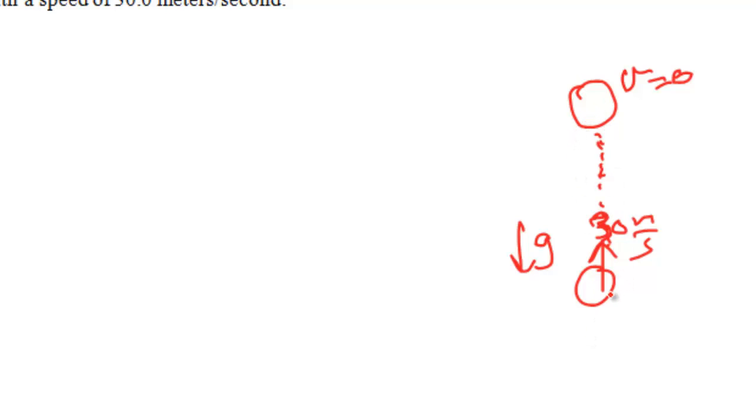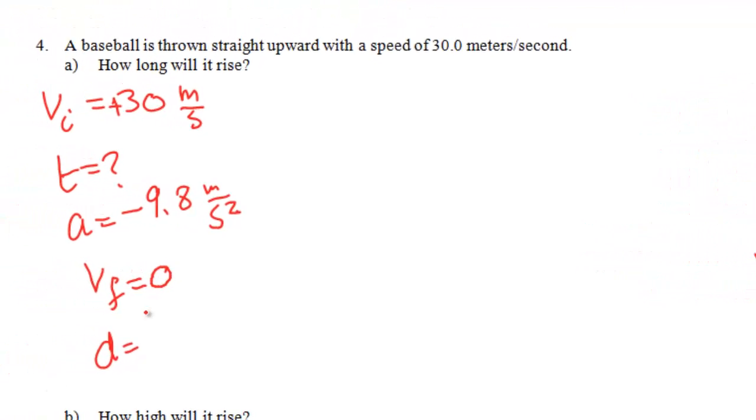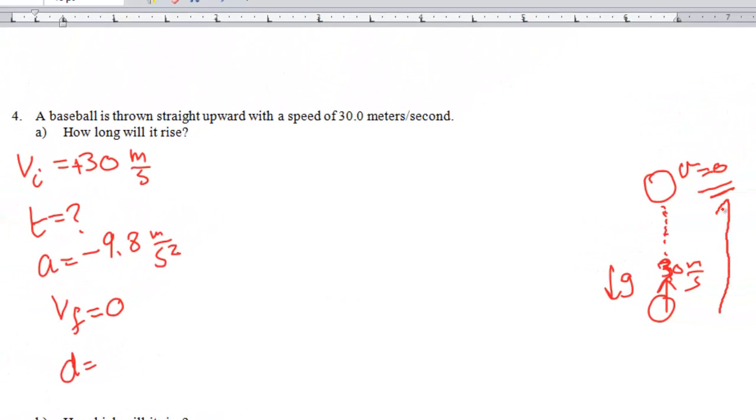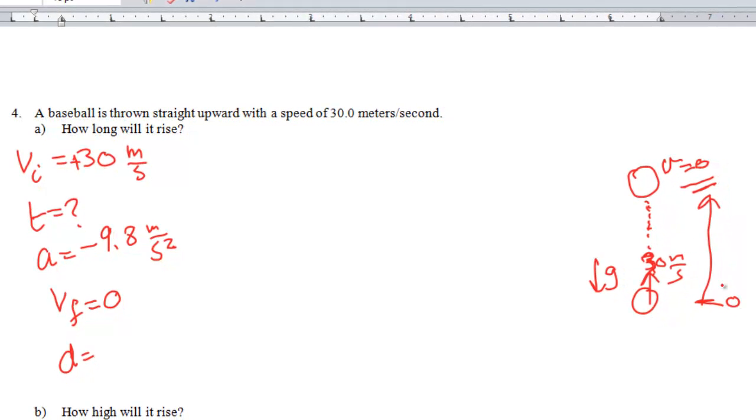But the question is how long will it take for it to rise? And this indicates that the final velocity will be zero, because that's when it will stop rising. So final velocity here is zero. And how about displacement? We're not given any information about the displacement. We can take this position to be zero. So basically displacement, which is y final minus y initial, will be basically y final. We don't know what y final will be. It will be somewhere here.